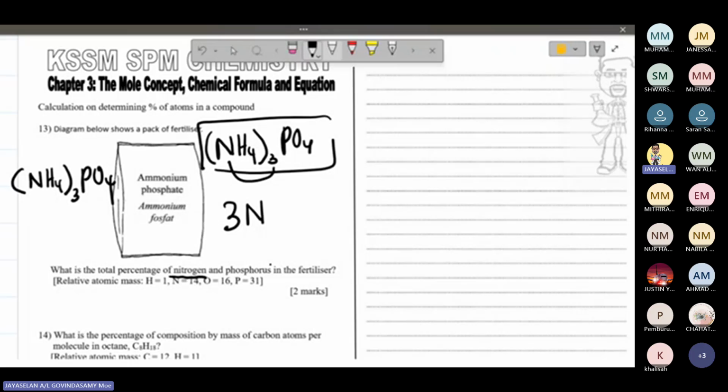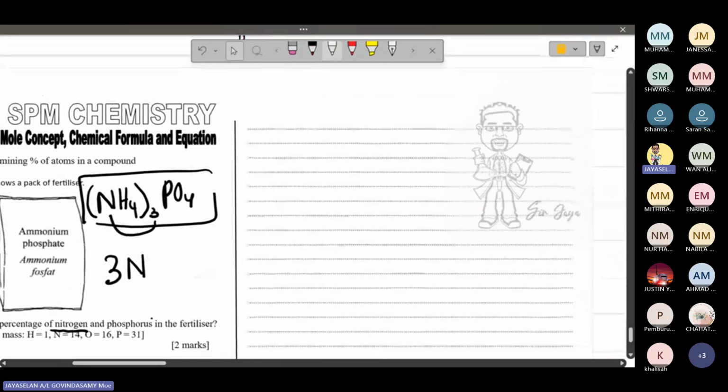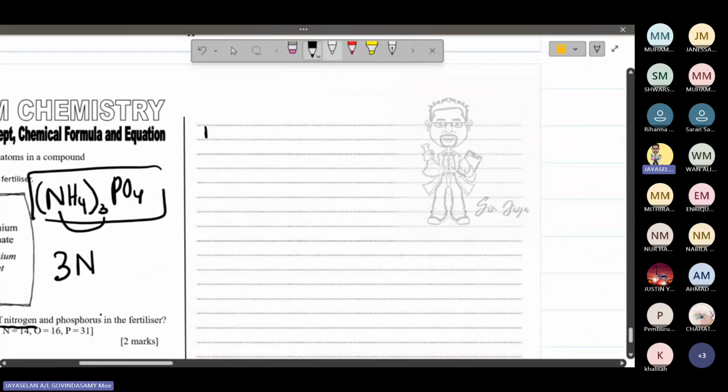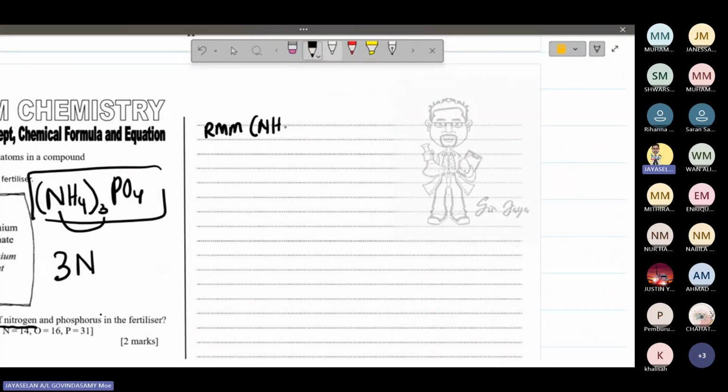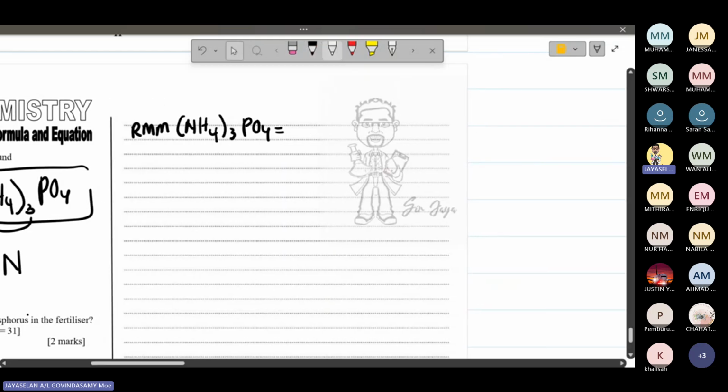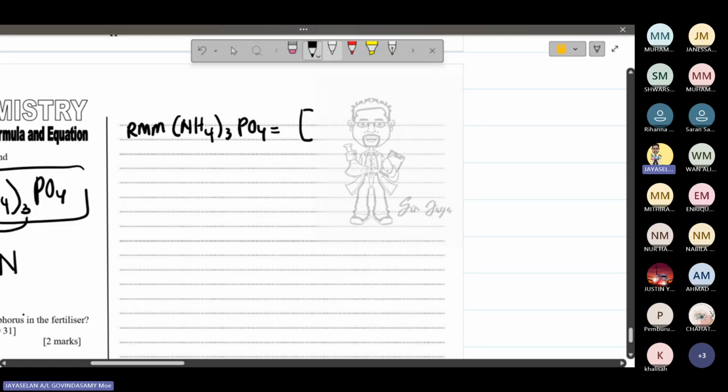Any question? 3 nitrogen. Simpan maklumat ini. Okay, first step, you find the RMM of NH4, bracket 3, PO4. You find the RMM. So how do we find it? Open bracket.